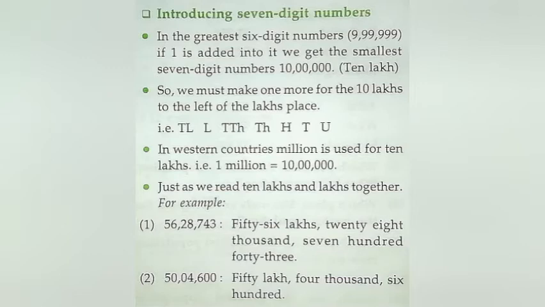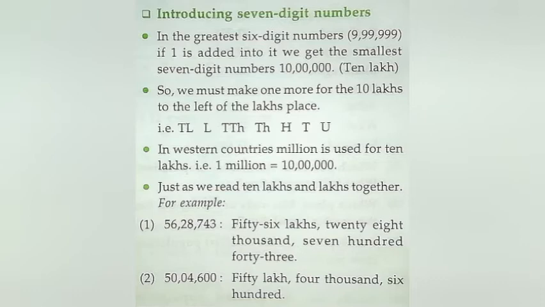So when you see the figure, you know how to write it, but while writing in words, you cannot write 50 lakh 0 lakh 0,000 4,000. No, you have to write 50 lakh 4,000, because the 4 comes in the thousands place. Then 600, because 6 is in the hundreds place, but there are no tens and units, so you don't write 00 in the words.